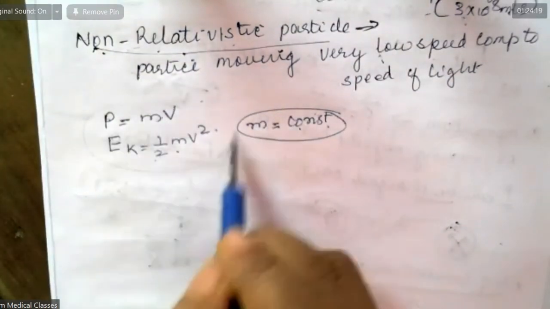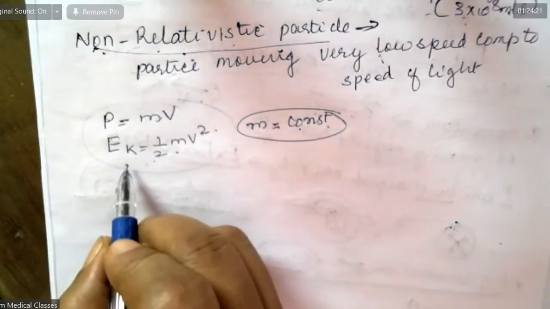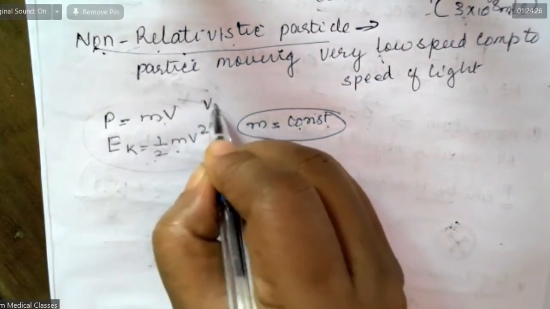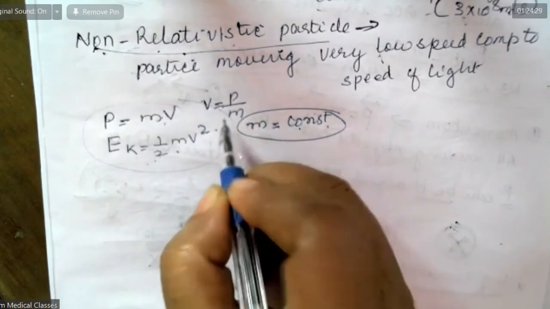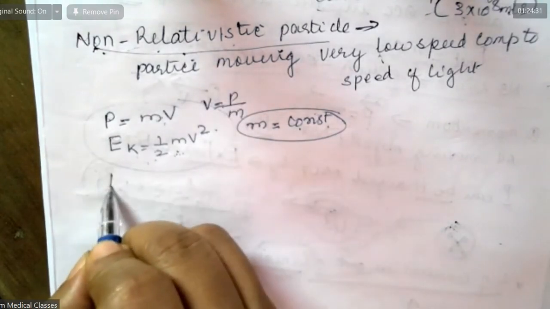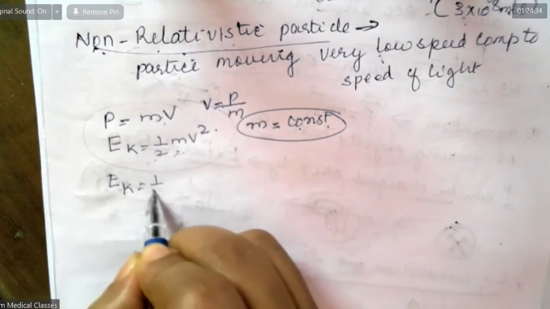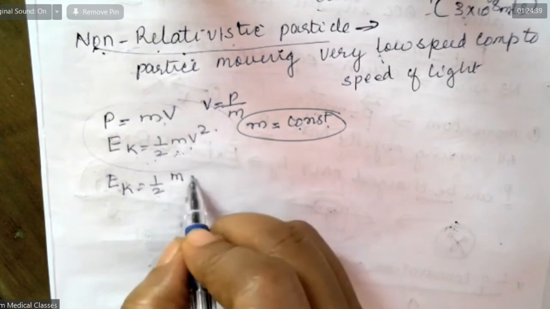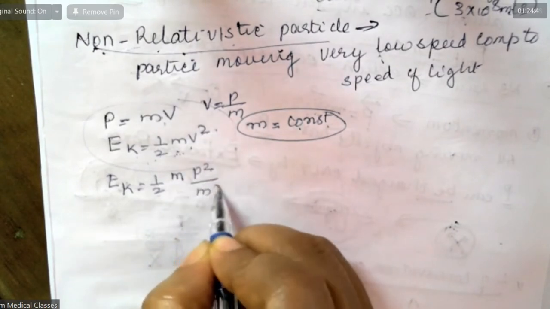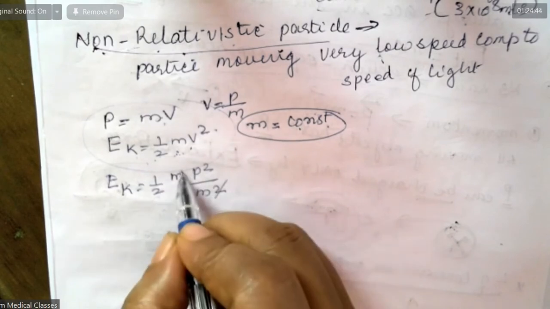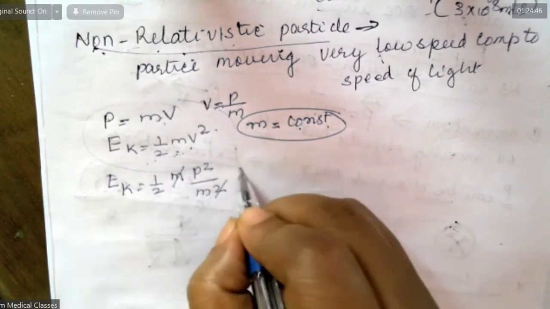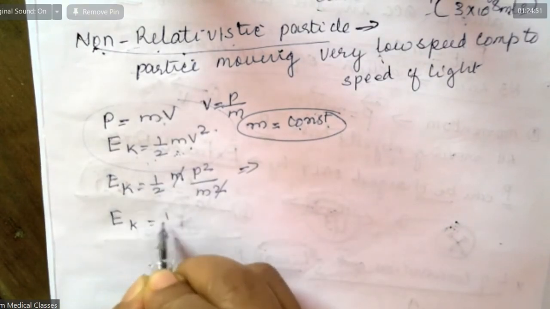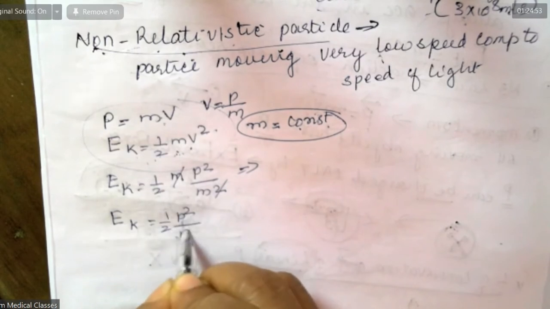So we have an equation combining these two, and we can write, see, look here, from P is equal to mv, what is V? V is equal to P by M. Put that in this equation. Ek is equal to half M into what is V? V is P square by M square. Now cancel this M and this out. So what do we get? Ek is equal to half P square by M.